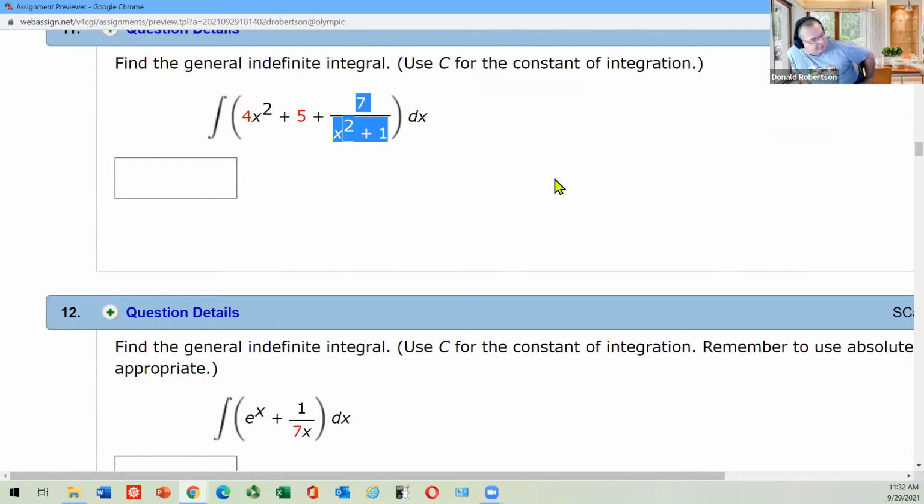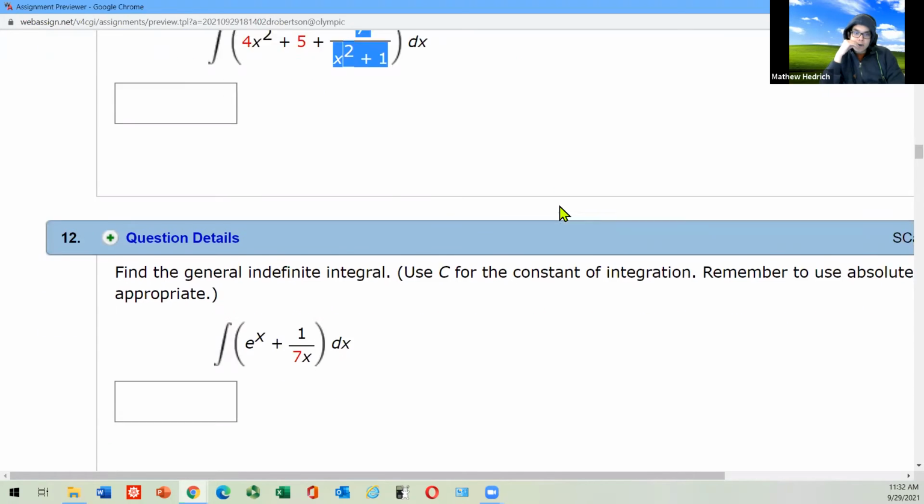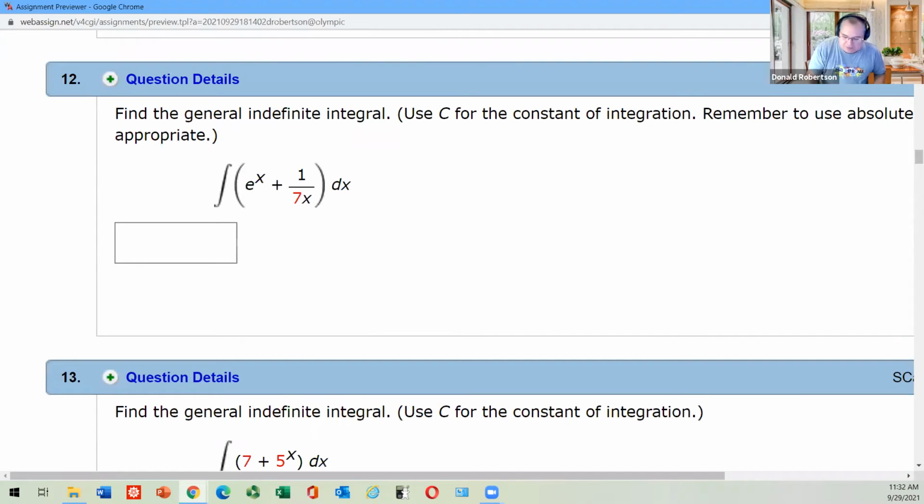What's the antiderivative of 7 over x squared plus 1? You don't need to do any algebra. What's the answer? Isn't that 7 inverse tangent x? Oh, I better do this one at the side.